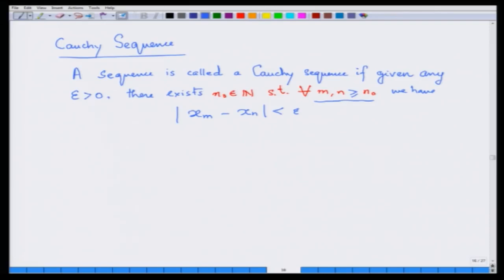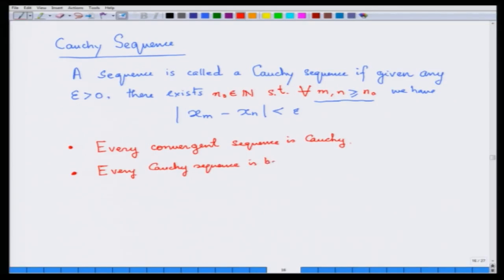So, why is a Cauchy sequence important in our studies? The reason is as follows. One, every convergent sequence is Cauchy. Two, every Cauchy sequence is bounded. Three, a very, very important result, extremely important: every Cauchy sequence is convergent. So, a real sequence is convergent if and only if it is Cauchy. Every Cauchy sequence is convergent. This is a very, very important result of mathematical analysis.